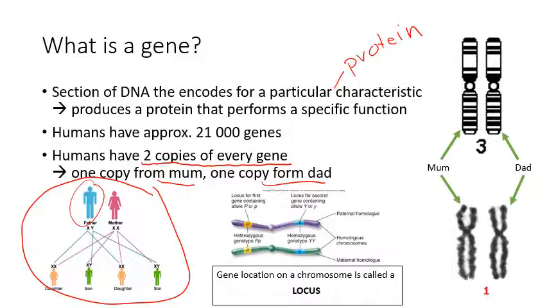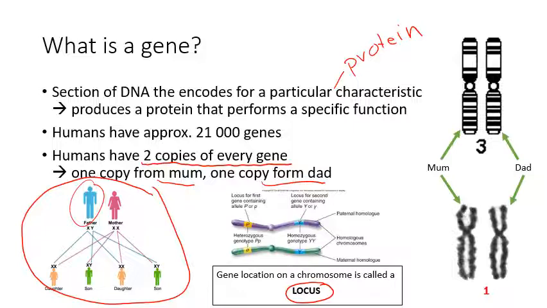Another term that you guys should also be familiar with is the word locus or loci. This is just a scientific term that describes or refers to the location of a gene on a particular chromosome. And we will talk more about that when we look at genetic inheritance.